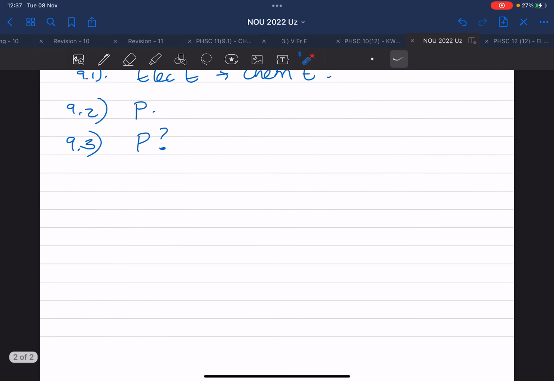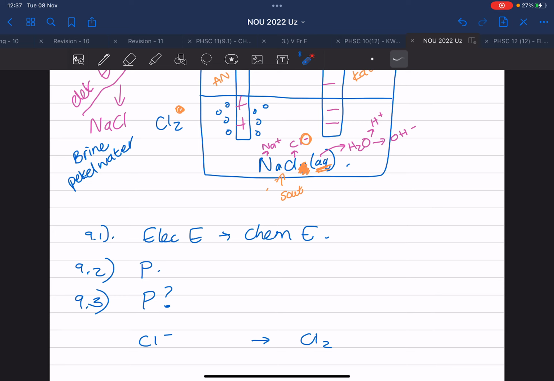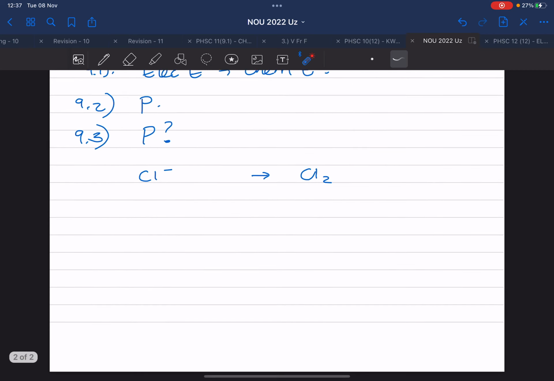Now obviously you won't get your full marks for that if you cannot balance this on your own, which is quite normal. Then you go to table 4B to help you. Here you use your common sense. What happened there? The chlorine gas formed. How does it form? From the chlorine ion. Now you go to table 4B.